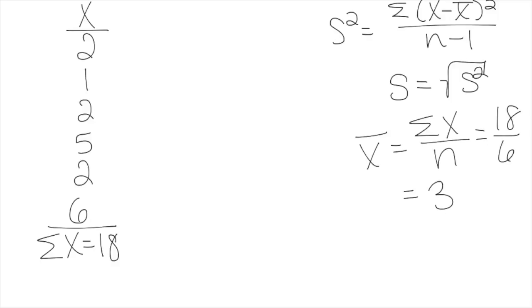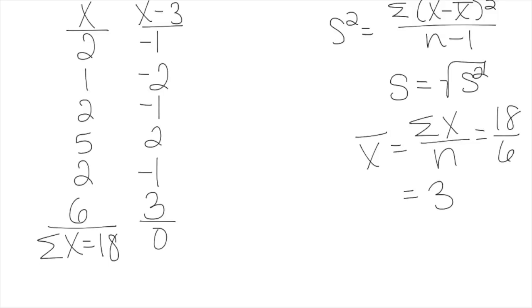The first step in computing the variance or standard deviation is to compute each of the deviations. So we're going to take each observation minus the sample mean of 3. So 2 minus 3, 1 minus 3, 2 minus 3, 5 minus 3, 2 minus 3, and 6 minus 3. If you add these numbers up, you should get 0.